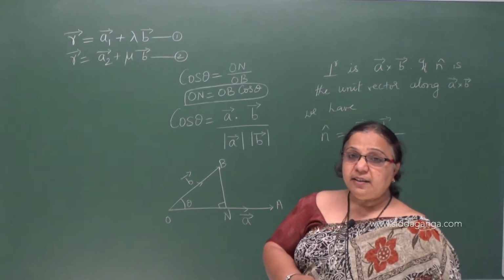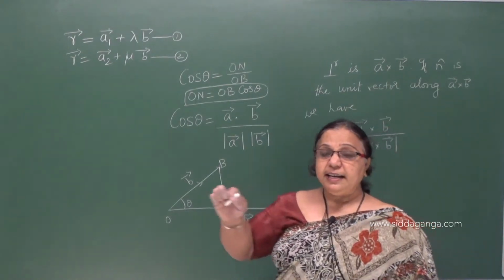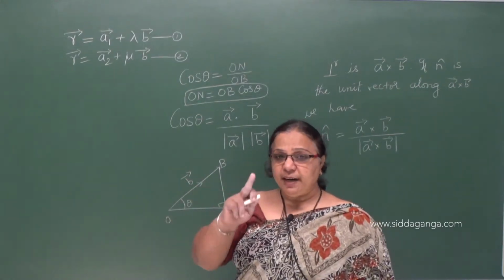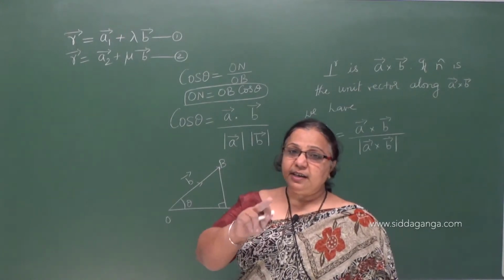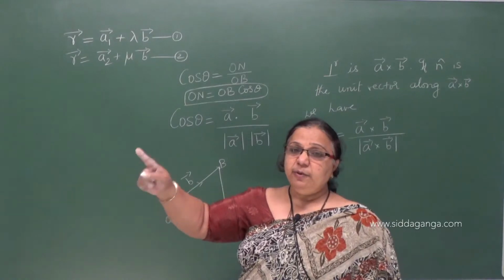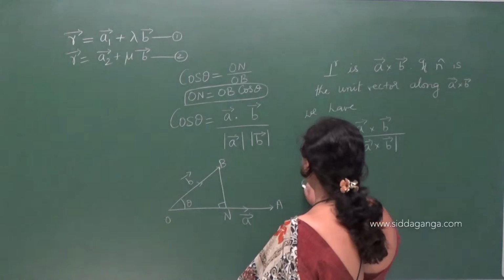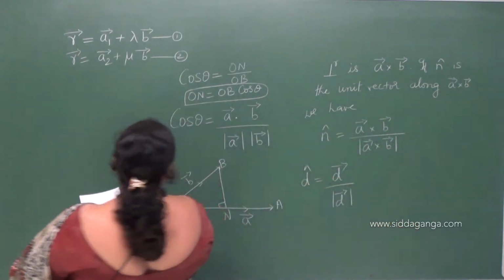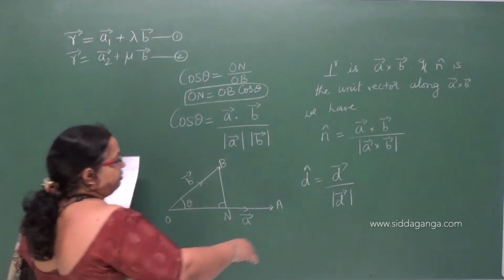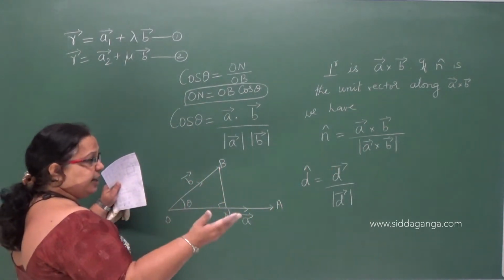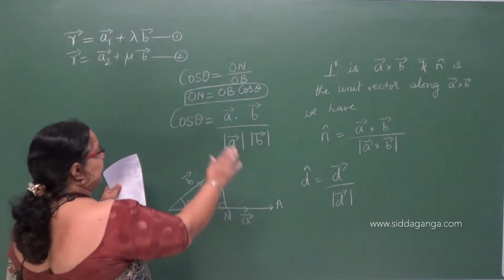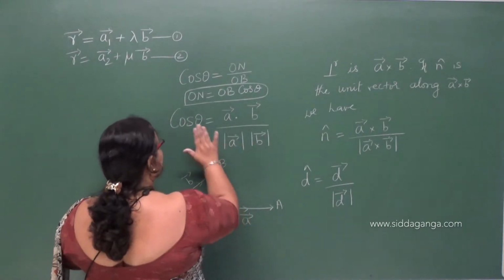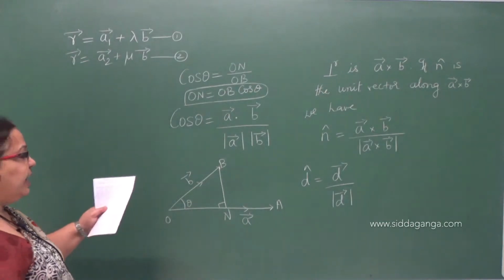Write the unit vector along the direction of vector A plus vector B plus vector C. Adding three vectors gives one vector. If we take it as vector d, then along the direction of vector d we have to write the unit vector, that is d cap equals vector d divided by magnitude of vector d.